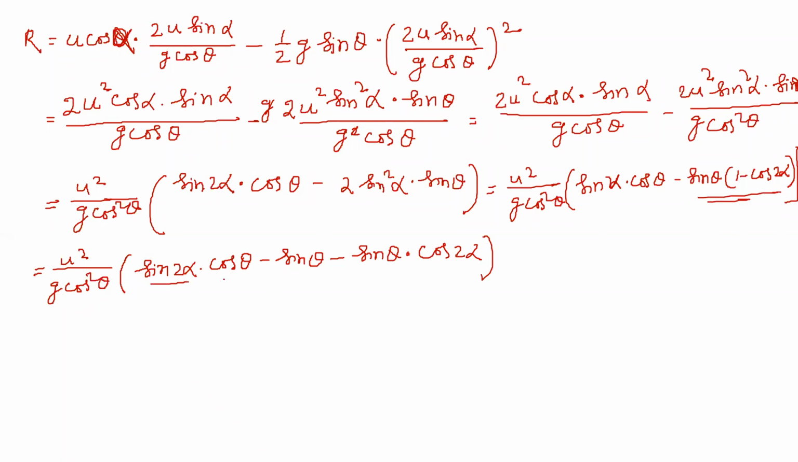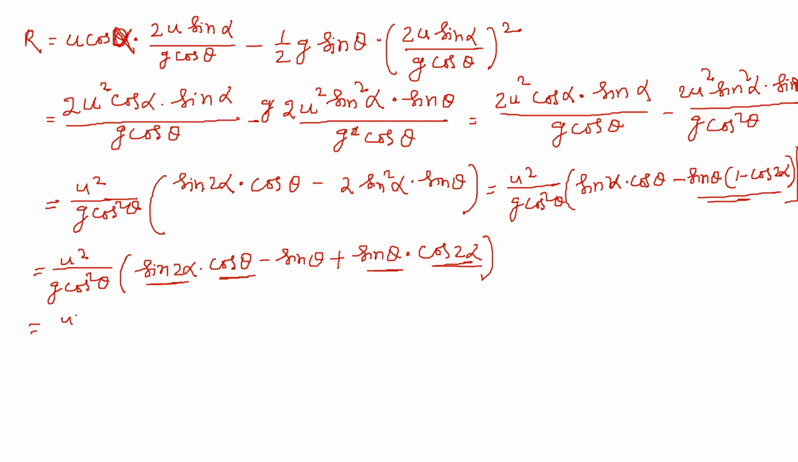Friends, sin A into cos B minus cos A into sin B is what? Sin A plus B? Friends, see here, minus sin theta is there. And again, by opening the bracket, it will be plus. Minus of minus will be plus. It was minus and it was minus, so it will be plus. So sin A into cos B plus cos A into sin B, that is sin A plus B.